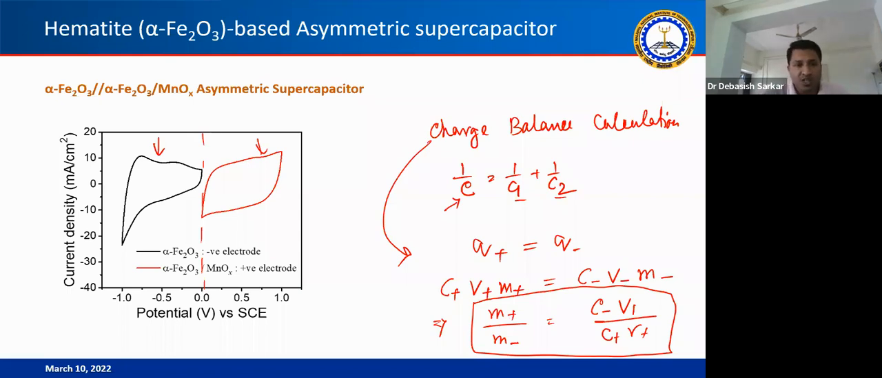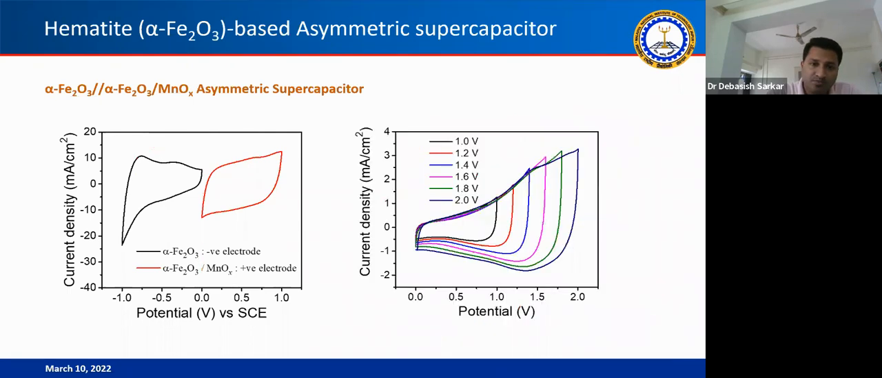So whatever the asymmetric supercapacitor we prepare, we go through this charge balance calculation first. So here also we did the same thing, and you can see the area under the curve, these CV loops are almost similar. So it is the result of the charge balance calculations. Okay, so after this charge balance calculation, we did the CV for the full cell. Full cell means in 2 electrode system. That means by shorting counter with the reference.